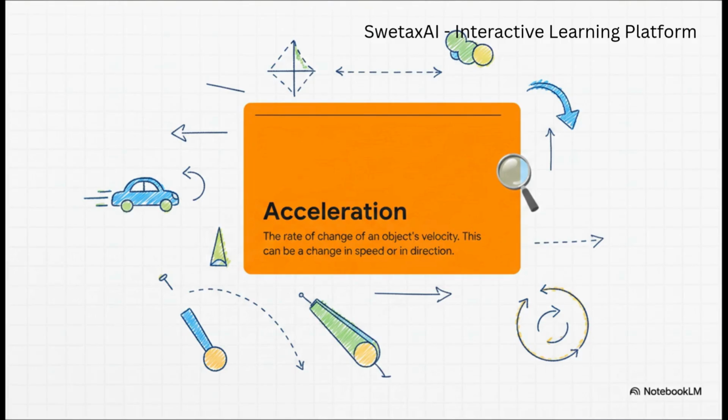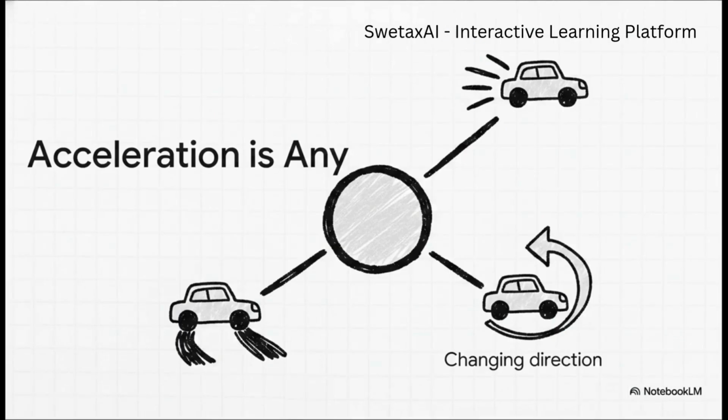Now in physics, acceleration is super simple. It's any change in an object's velocity over time. And notice I said any change. It's not just about speeding up. So this is the really crucial point. Acceleration can be any of these 3 things. You press the gas pedal, yep, that's acceleration. You hit the brakes, that's also acceleration, just negative acceleration. But here's the one that always gets people: simply turning a corner.